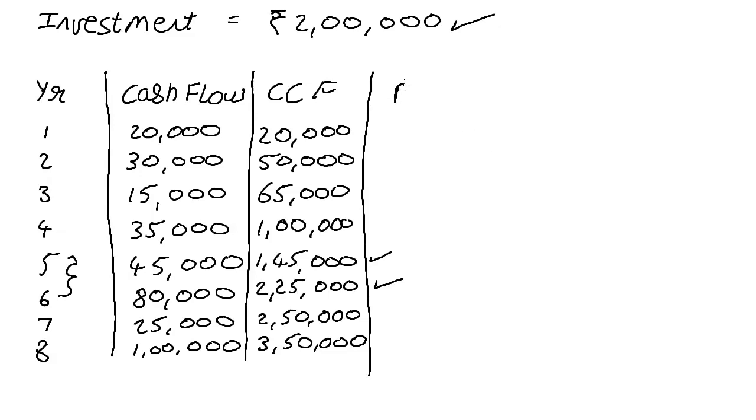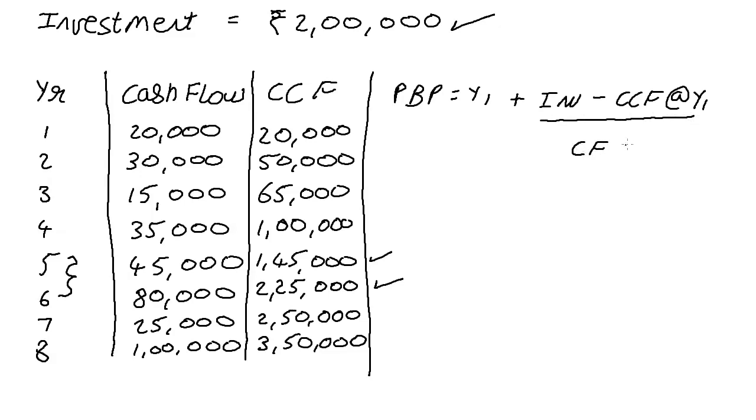Payback period is equal to Y1 plus investment minus cumulative cash flow at Y1 upon cash flow at Y2. Between these 2 years, whichever is the earlier year is Y1, whichever is the later year is Y2. So Y1 is 5. The investment made is 2 lakhs.